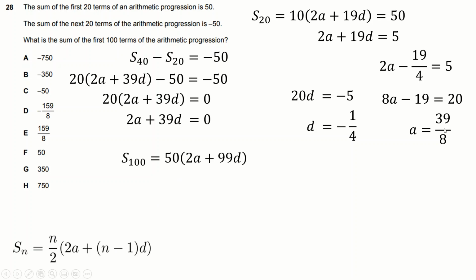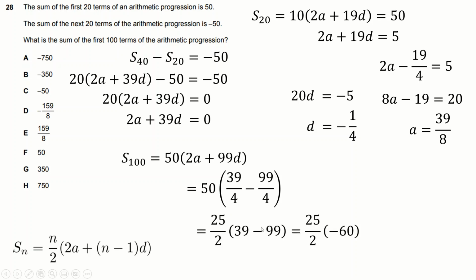And then you have to put in this A value and this D value, which again is not that easy. Times that by 2 to get 39 over 4. And then it's just 99 times that with the minus there. This makes minus 60 over 4, I think. What did I do here? Oh, I just divided. I took the 4 out. Sorry, I took the 4 out. 50 over 4 is the same as 25 over 2. 39 minus 99 is minus 60. And then, of course, these things you can just do the 60 divided by 2 instead to make minus 30, and then times them together to make minus 750.